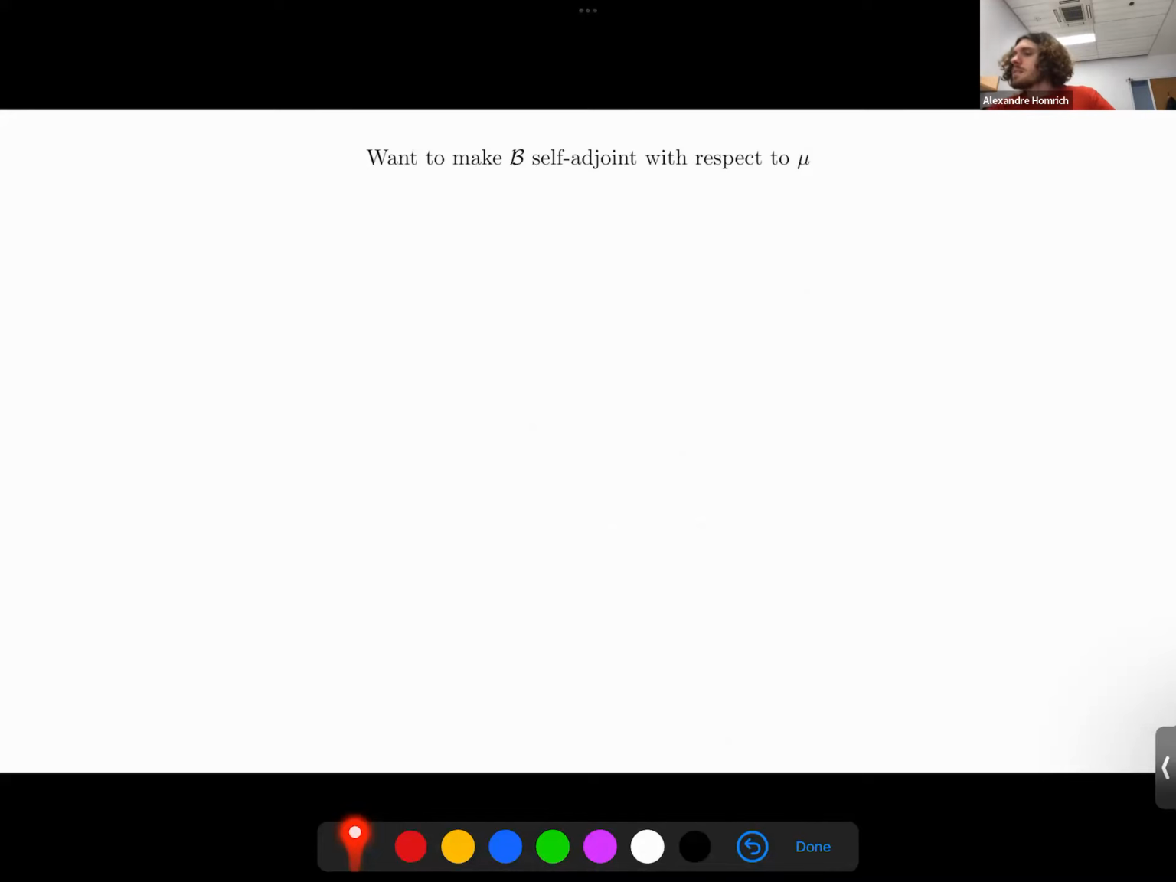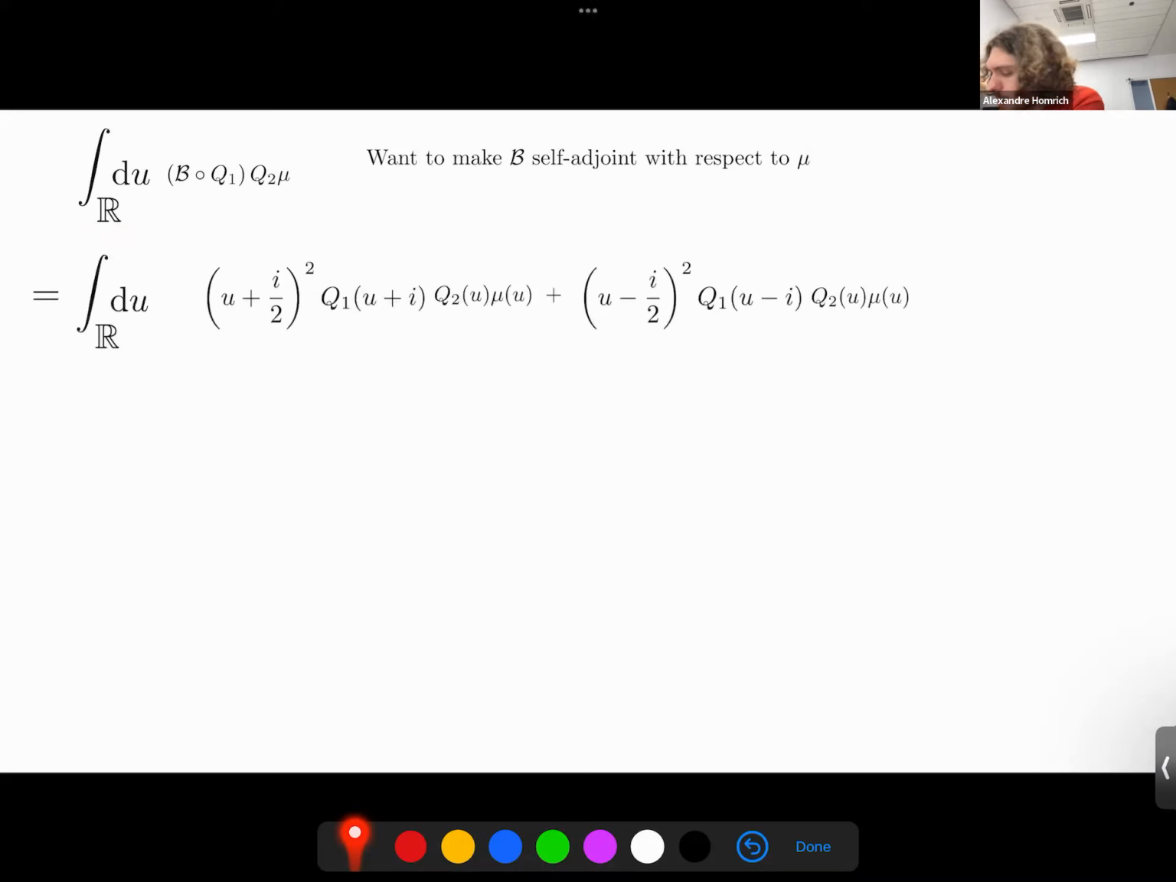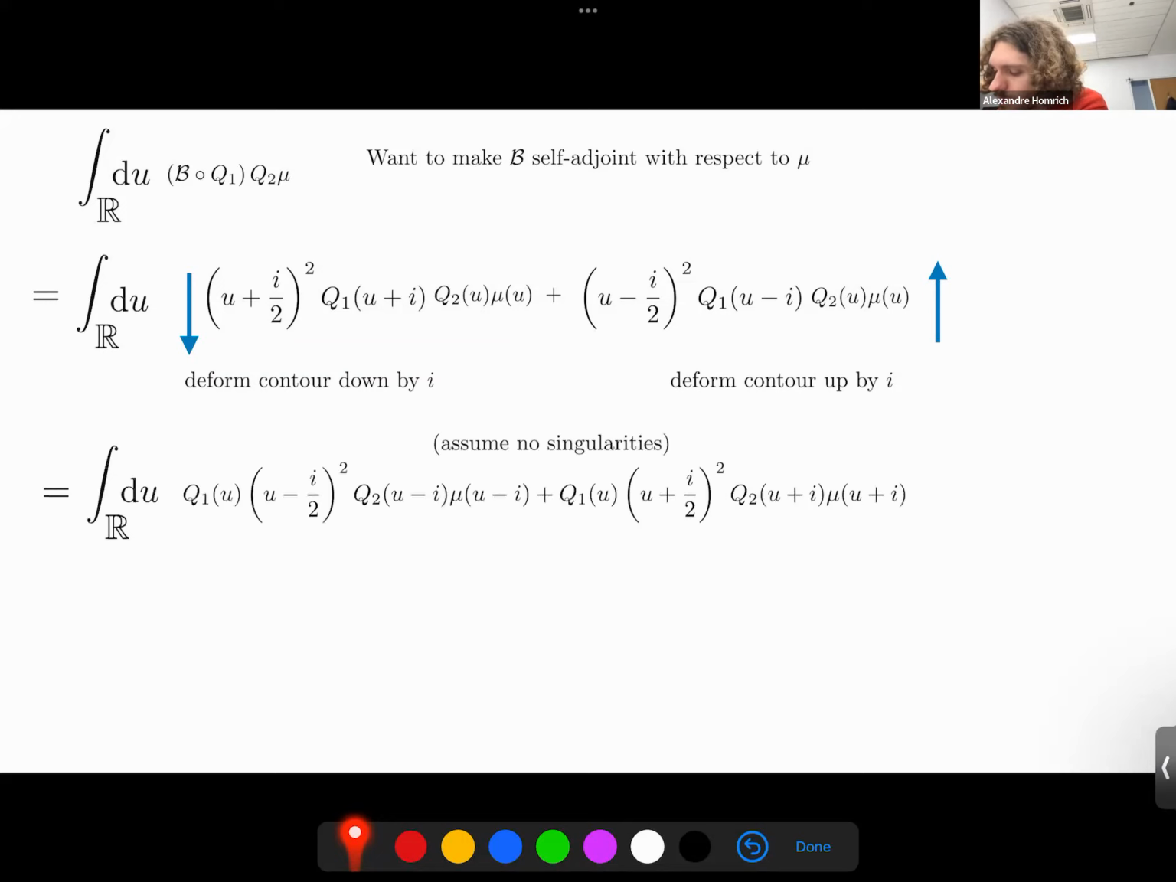Okay, so we want to make the B operator self-adjoint with respect to the measure mu. So let's consider one of the terms of the left-hand side of the integral we were considering in more detail. So in explicit form, we have this object. So I have the integral of the left-hand side of the Baxter equation. And now let's perform a contour manipulation. Let's shift the first term here down by i, and the second term here up by i. Now, let's ignore for a second possible singularities along the contour deformation. Assuming no singularities, what we find is that, first, of course, Q1 becomes integrated along the real line.